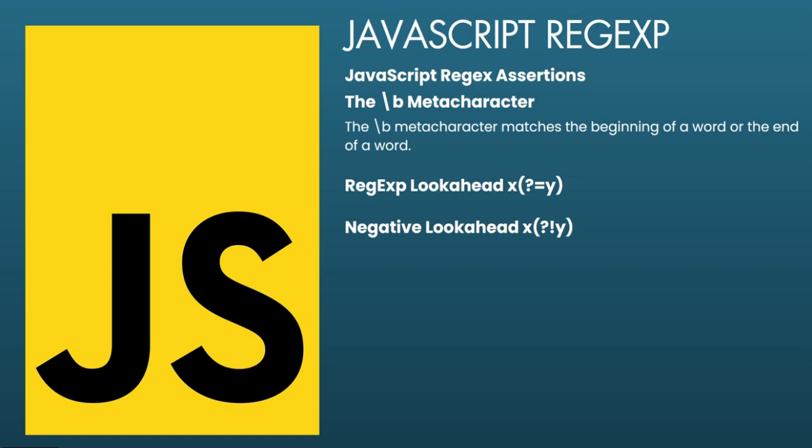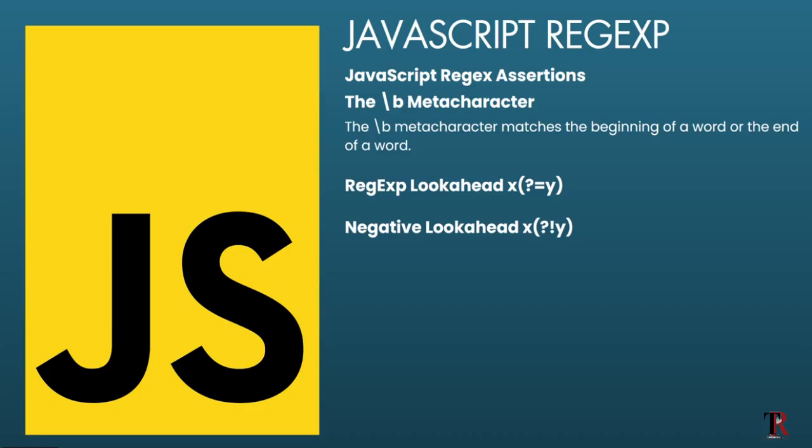The \b meta character matches the beginning of a word or the end of a word, which means that it can work in two ways. The first is that it can match the beginning of a word, and the other is that it can also match the end of a word. So it's either one or the other, either A or B. You can see that there's a condition: either it's at the beginning or at the end.